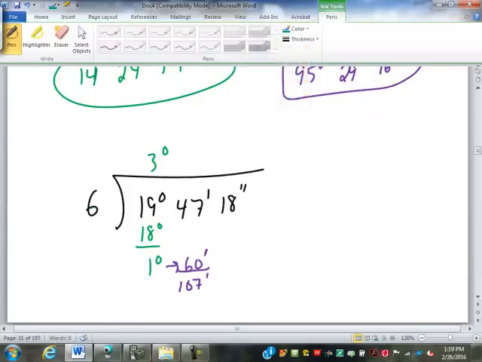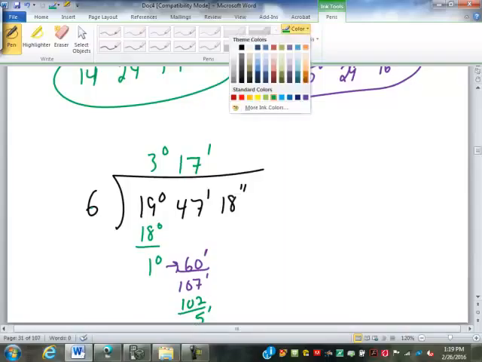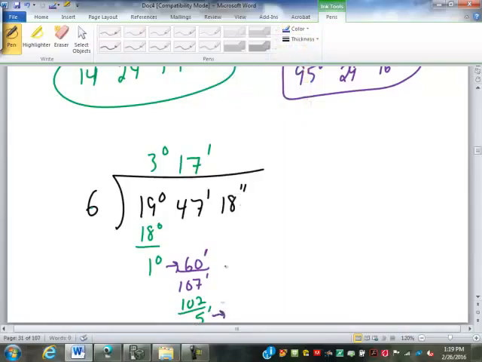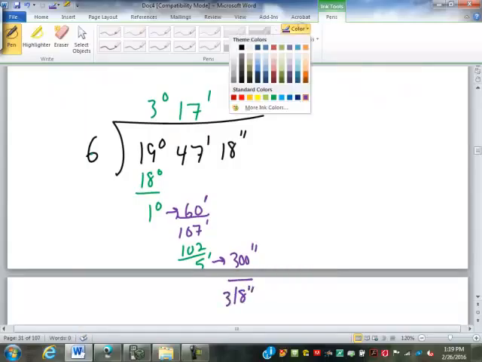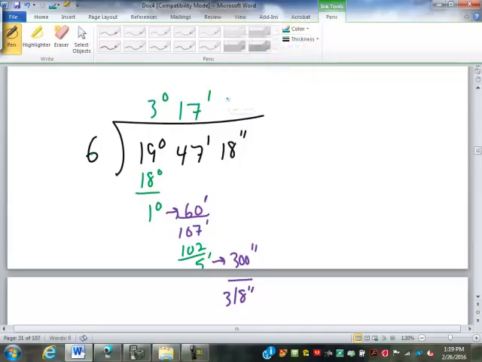Divided by 6 is, what is that, 17? 17 times 6 is 102. Leaves me with 5 minutes left. Before I can bring down my 18 seconds, I have to convert the 5 minutes into 300 seconds. 5 times 60. So now that's 318 seconds. Divided by 6 is going to be 53.